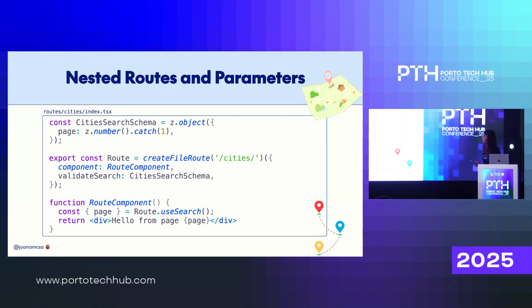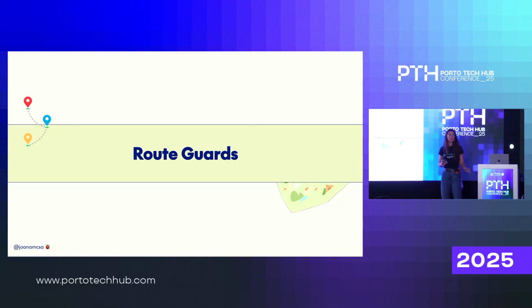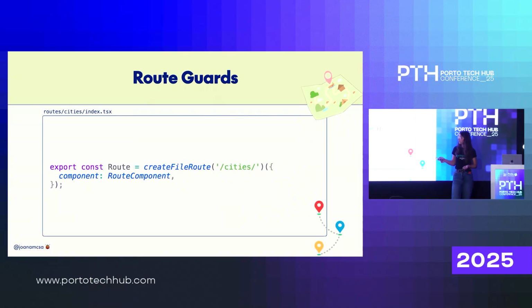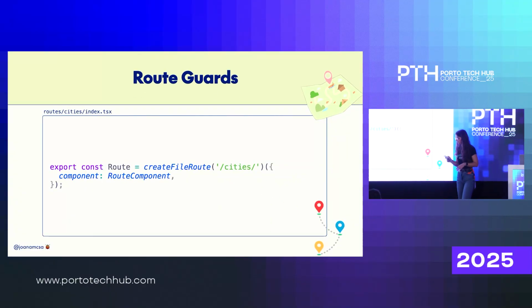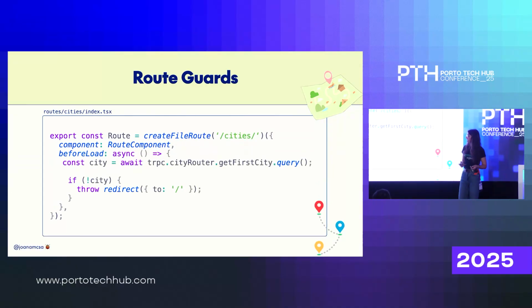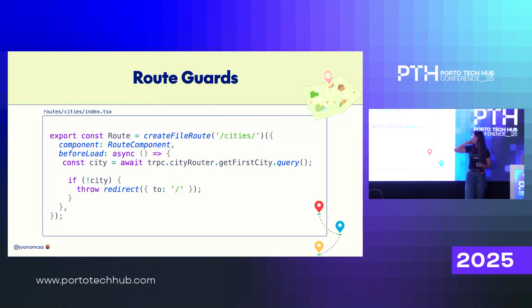OK, so now we say that we want to add some authentication to our process because not everyone can see all of our pages. And how can we do that in TanStack Router? Well, again, we have our simple file route, and we're going to add a before load property. And here, we are going to make our request to see if the user is authenticated.